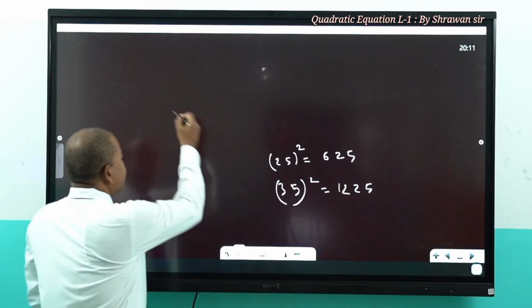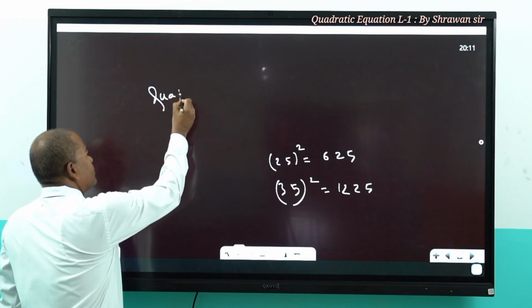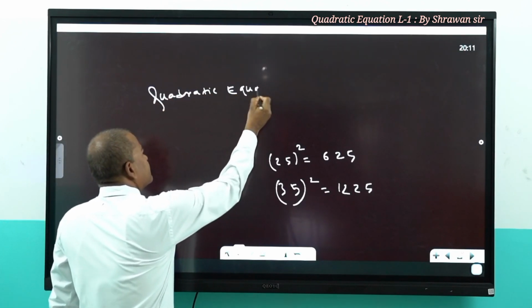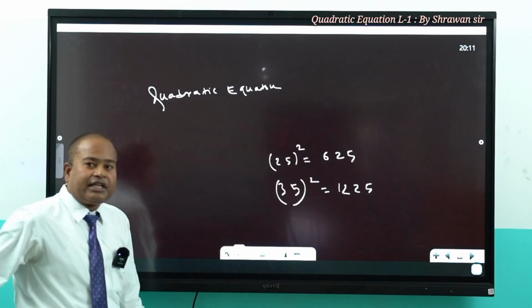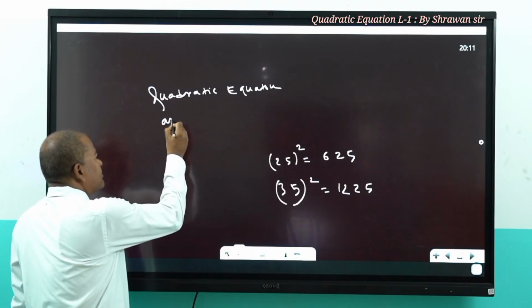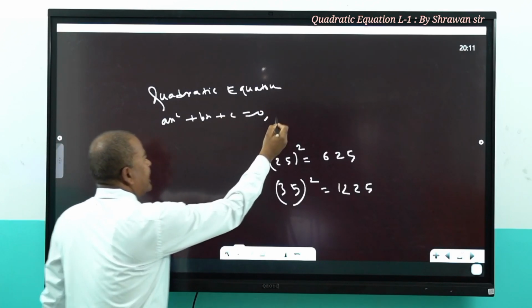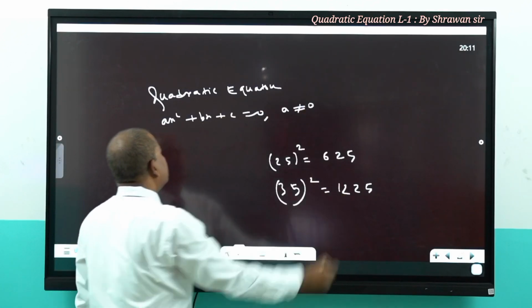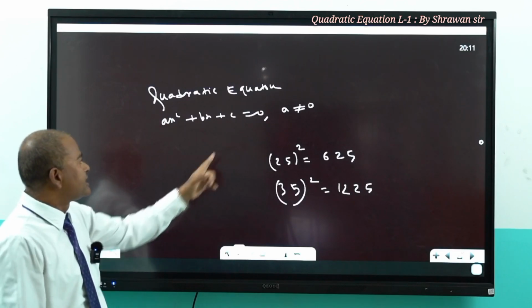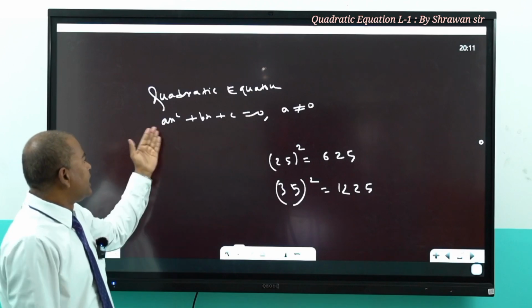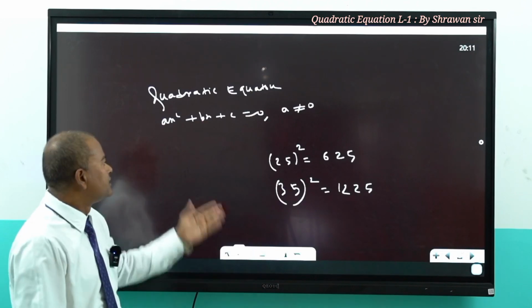Next we have discussed quadratic equation. Any equation in the form of ax squared plus bx plus c is equal to 0, where a is not equal to 0, that means the coefficient of x squared is not equal to 0, is known as a quadratic equation. a, b, c are real numbers.